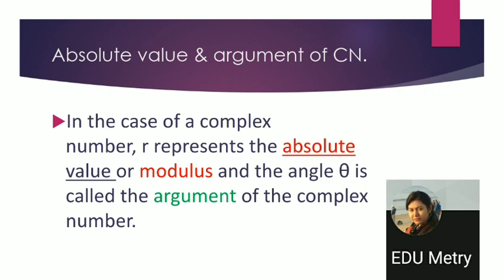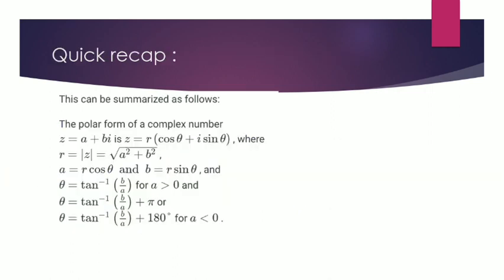Now, in case of a complex number, r represents the absolute value or modulus and theta represents the argument of the complex number. Whenever you are asked to find the polar form, you have to find the absolute value, that is modulus, and argument. Now, the whole thing is being recapped here.